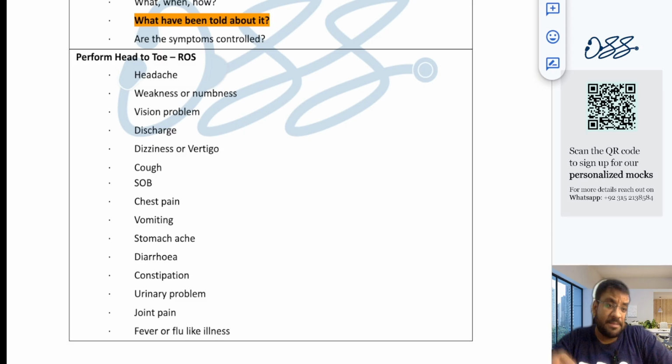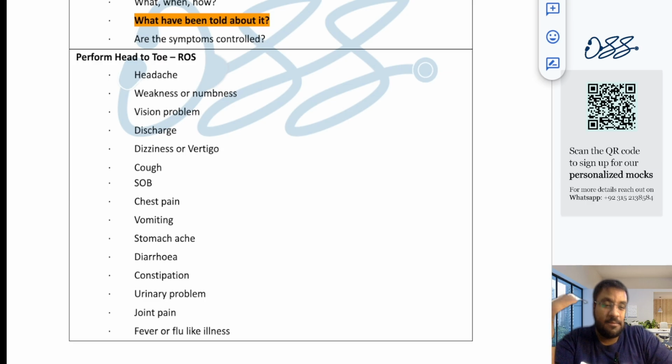The very simple and very easy way to go about it is to just imagine that there is a person standing in front of you, and start from the very top. The head. In the head there can be multiple problems. There can be headache, it can be neurological problems that may lead to weakness or numbness. Then move a bit below, you're going to see the eyes. So you're going to ask about any vision problem.